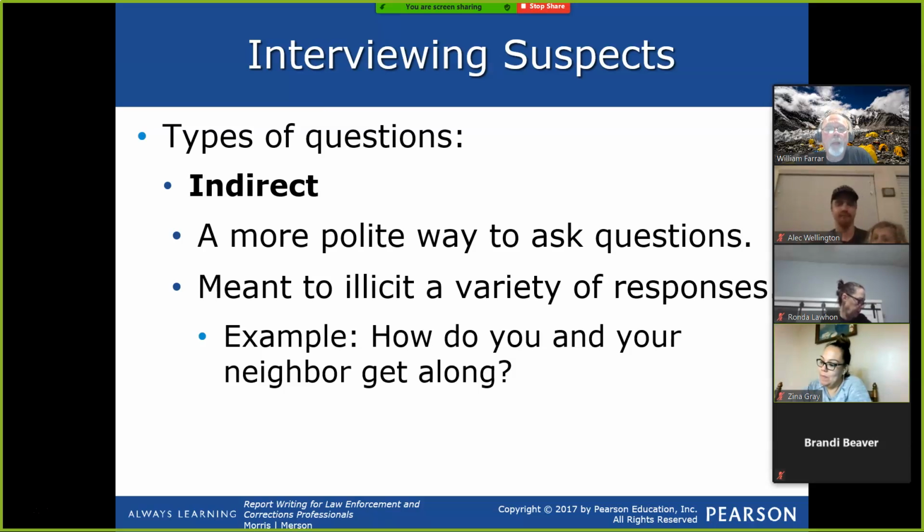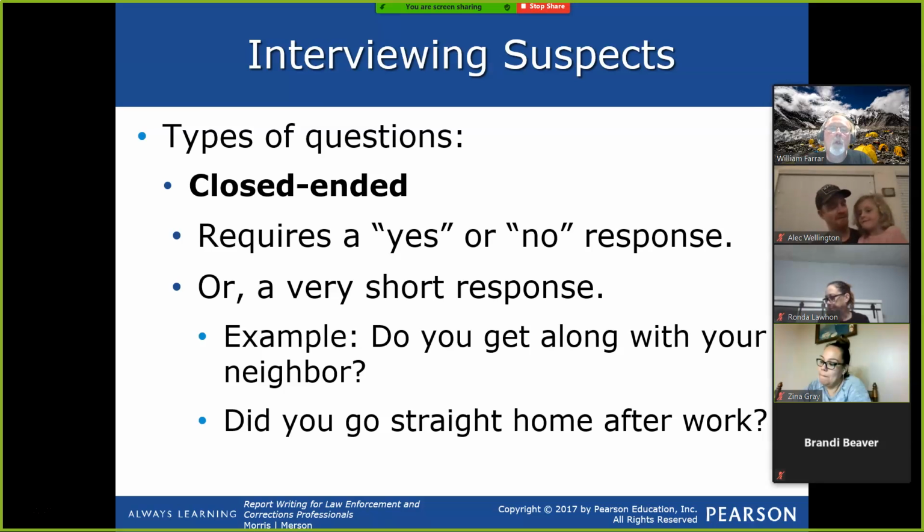An indirect question might be a little bit more polite, okay? It's meant to elicit a little bit more information or a variety of information. That might be something like, how do you and your neighbor get along? The person might say, well, we get along good, but a lot of times they'll say a little bit more. So that's an indirect question, if you want to elicit a little bit more. Closed-ended is pretty much yes or no, or super short. Did you go straight home after work? Yes, no. So that would be more of a closed question. Do you get along with your neighbor? Yes, no.